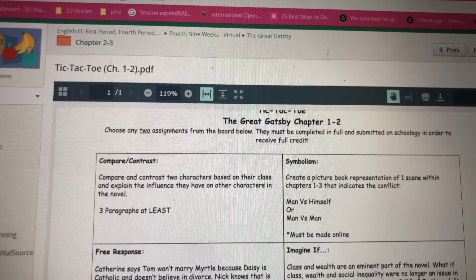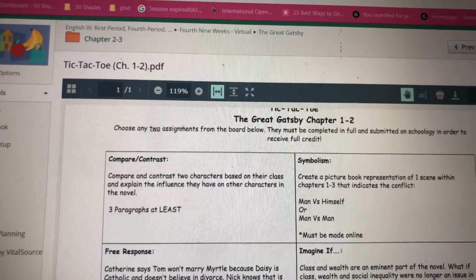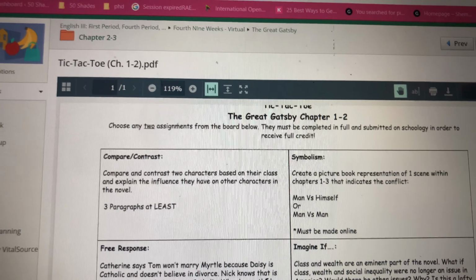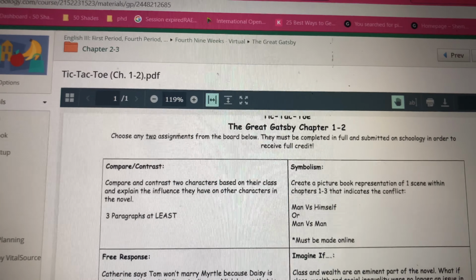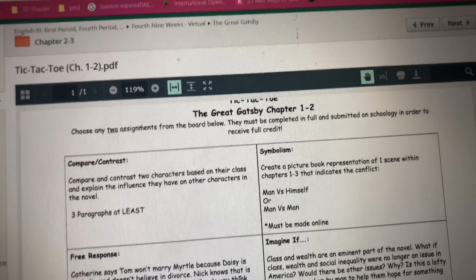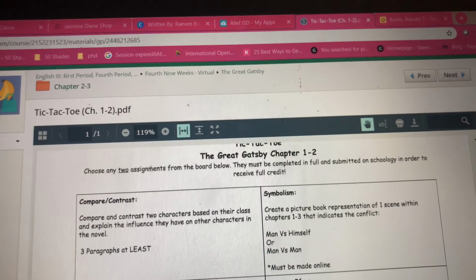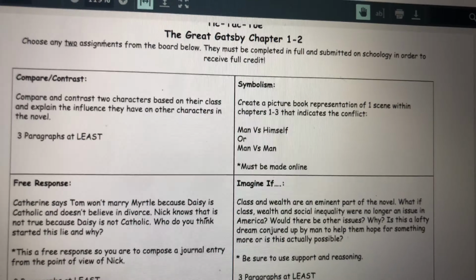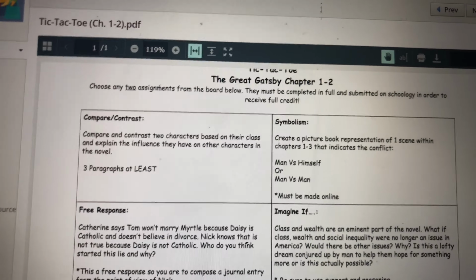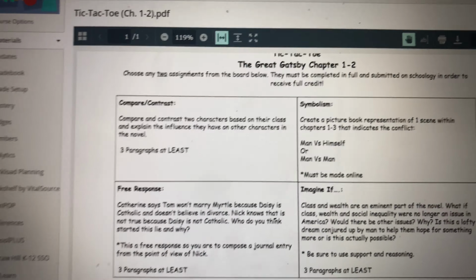So you can pick any character that you want, and your picture book has to be made online preferably. But if you cannot do that, do whatever you can with what you got, take a picture of it, upload it onto Schoology. That could be a collage, that could be you drawing something. If y'all got magazines laying around the house, cut them up, put them on a sheet of paper or something that shows conflict. Use Google as your resource.